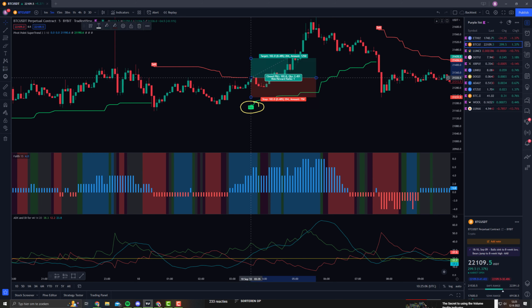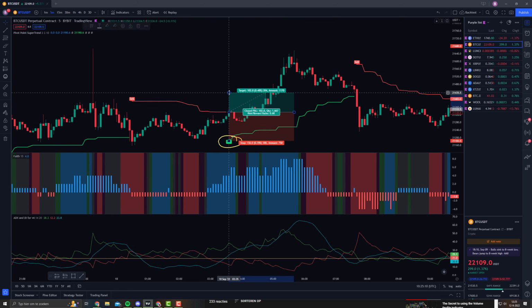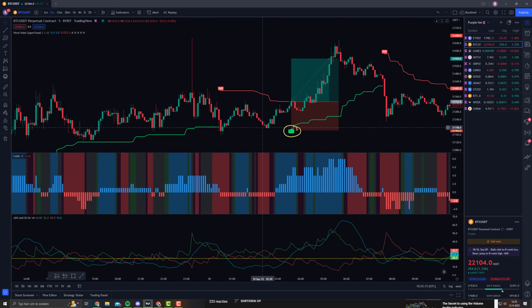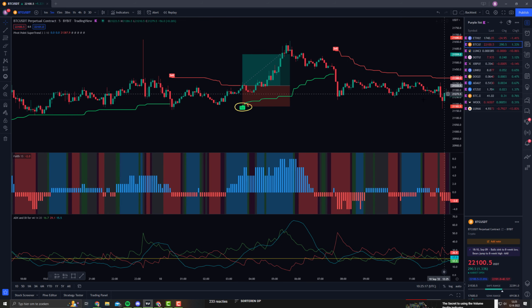Where do you place your stop loss? You place it on the last swing low, and you do that times 1.5. So this was a really nice entry. Let me show you another entry where it's a bit harder, but you will get the idea.